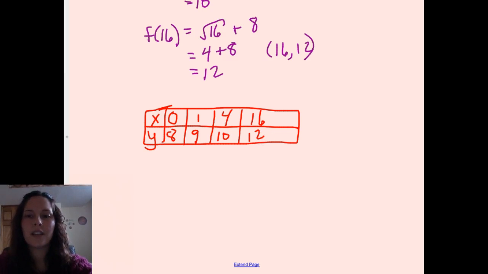So again, taking a look at our table, the top row, the x values, give us our domain. Those were the inputs for our function. The bottom row, the y values, the f of x values, the output, give us our range.